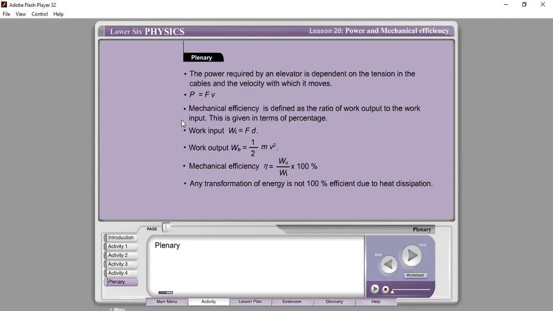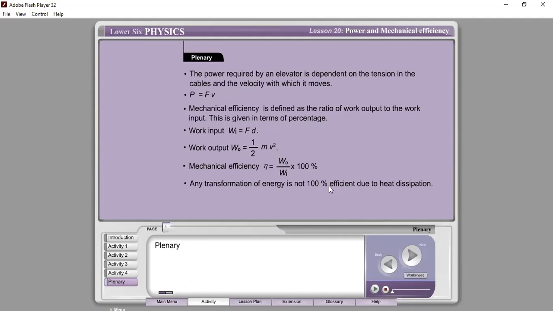Any transformation of energy is not 100%, or rather less than 100%, due to heat dissipation. That means if the energy output is less than the input, some energy is lost. More accurately, it is less than 100%, because it's not maybe 101 or 110. It is impossible for the efficiency to be more than 100%.